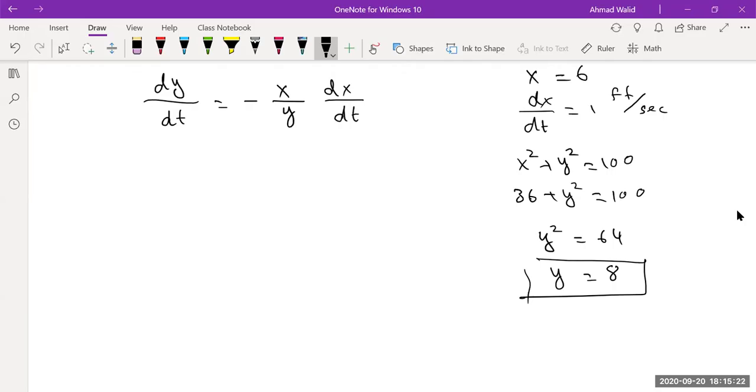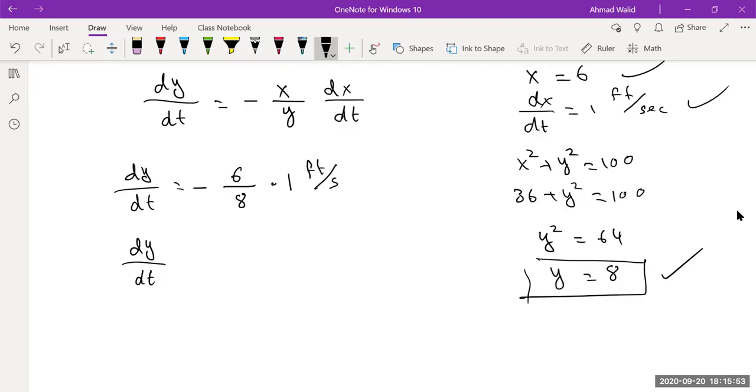Now you have the value of y, the value of x, and you have dx/dt. Plug in these three values in your formula and you are done. You can find the rate of change in y. dy/dt equals negative x. How much is x? 6. Over y, 8. dx/dt times 1. dy/dt, 1 foot per second.